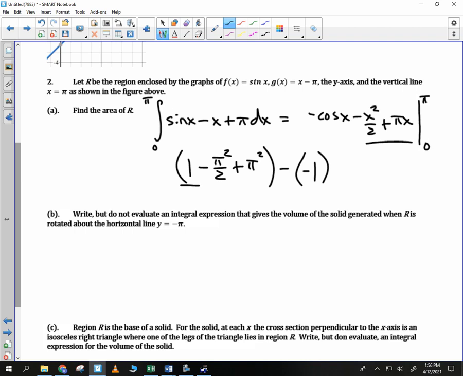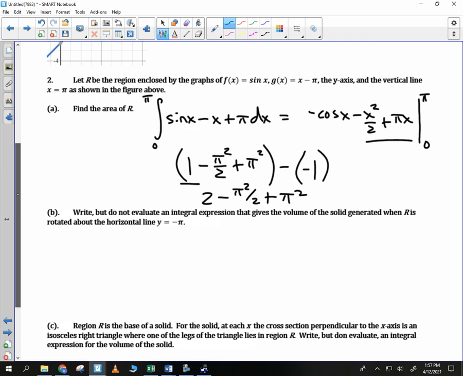So you can see that when you combine these two together, you get 2 minus pi squared over 2 plus pi squared. And by the way, they will allow you to leave it like that on the AP exam. So you don't have to come up with simplest form. If you come up with something that gives you the numerical answer, they will accept that fully. Okay? You okay with that?